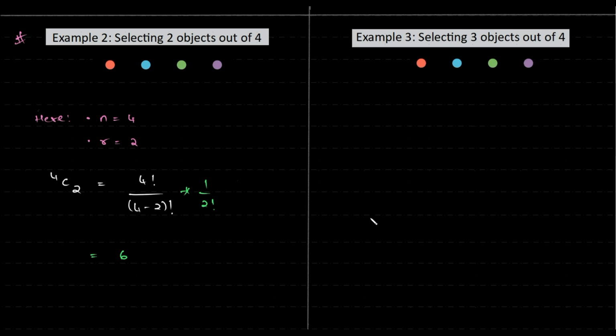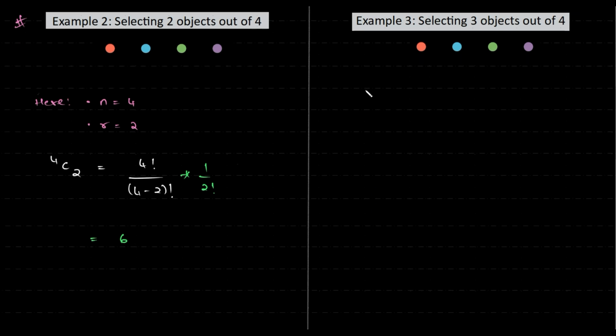So let's do a similar setup, but here n is equal to 4 and r is equal to 3, right? 3 out of 4. And now we have 4C3, which is equal to 4 factorial divided by (4 minus 3) factorial, into 1 by 3 factorial. So basically this is a simple calculation. So the answer is 4, right?